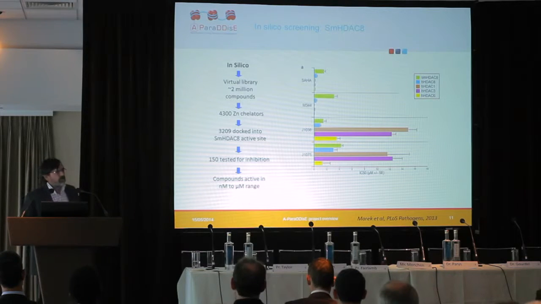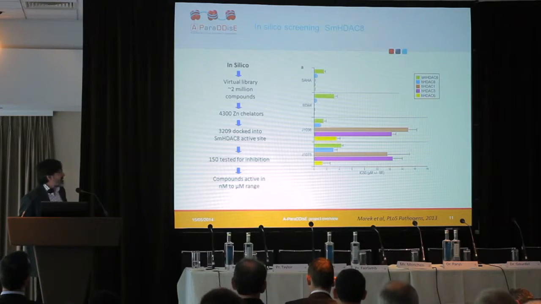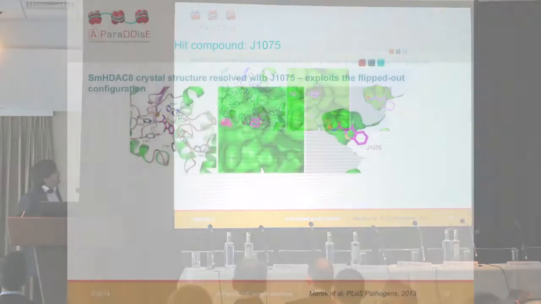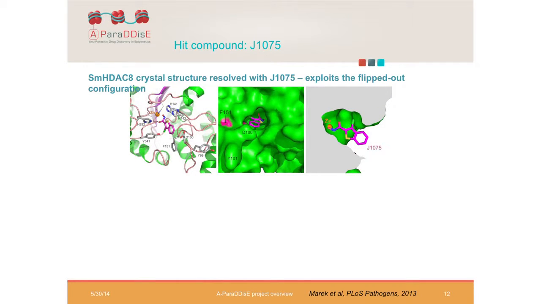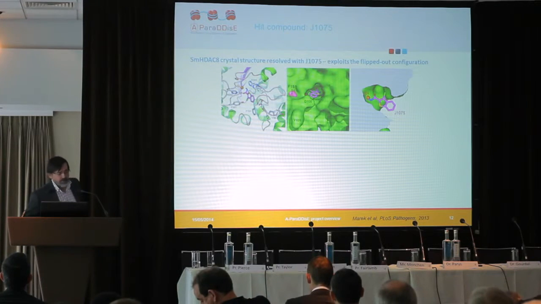We have other series which we're working on and which I'm not allowed to show you today. But J1075 shows you how this can move forward. This was crystallized again with the schistosome HDAC8. And as you can see, it exploits the wider catalytic pocket of the schistosome enzyme, but not the difference in charge.